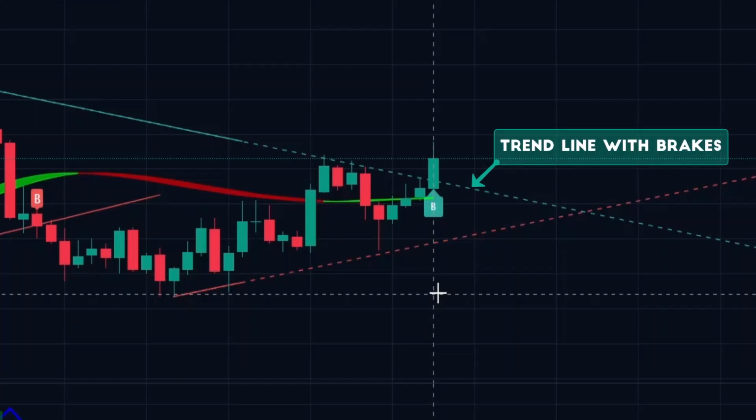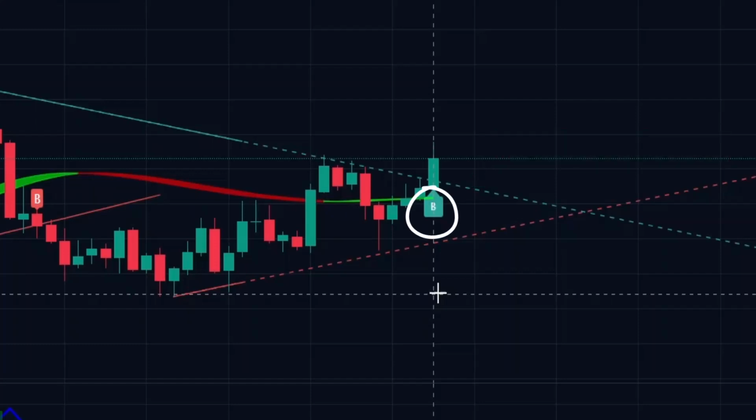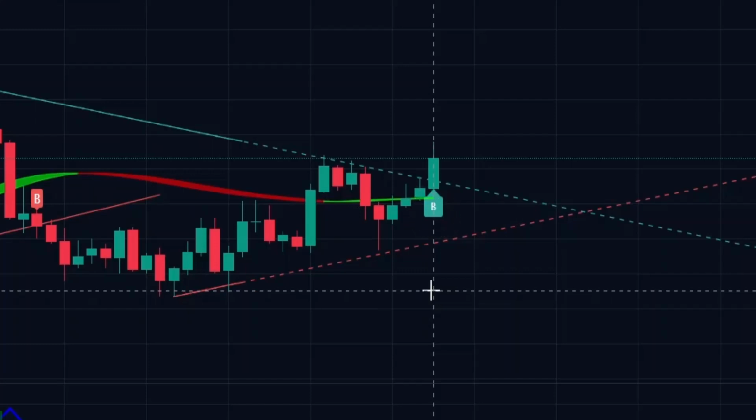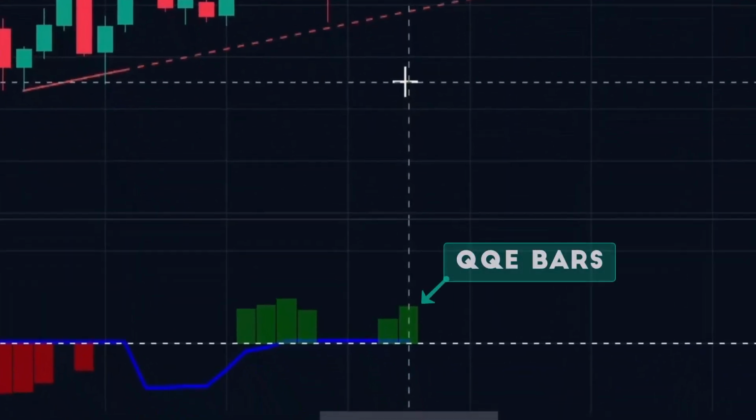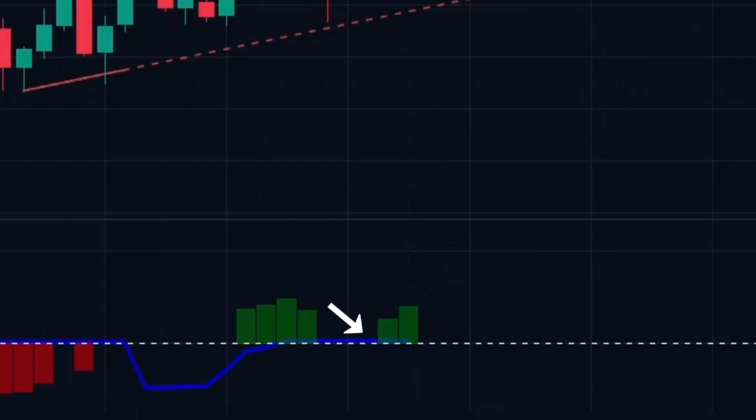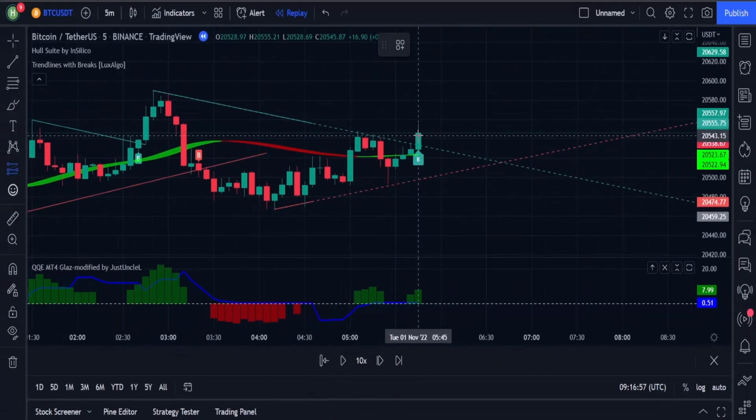Third, the Trend Lines with Breaks indicator needs to spot a new bullish breakout. And when this happens, the candlestick crosses and closes above one of these trend lines. And the final condition is to have the QQE indicator green in color with the blue line positioned above the 0 level. As all the rules are confirmed, we will enter this trade.